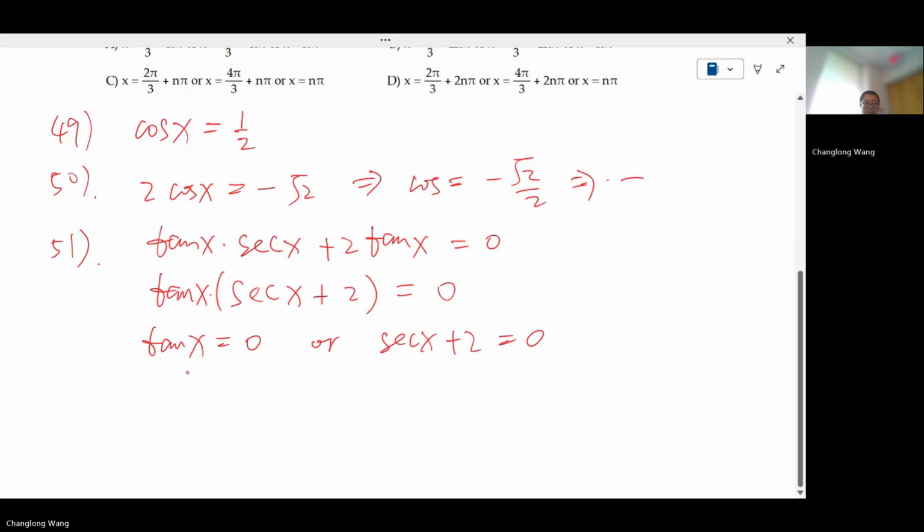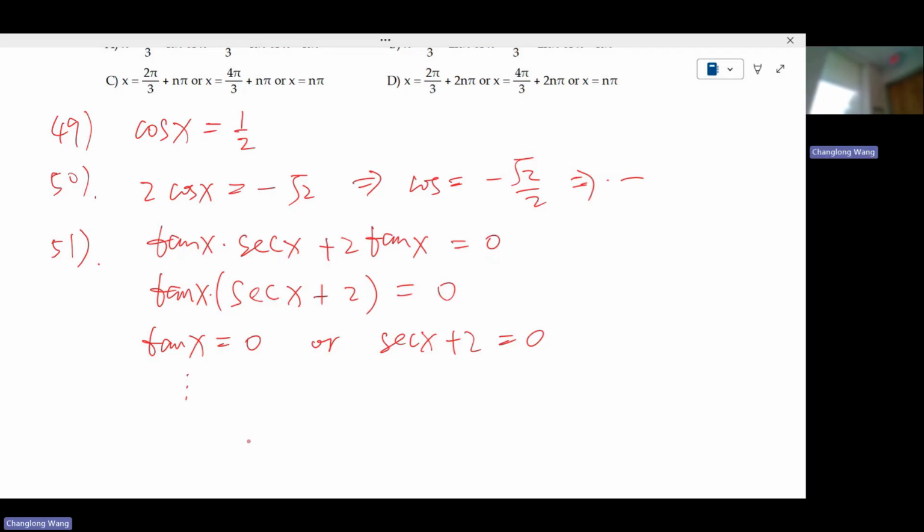Do you guys know how to solve for the x from the tangent x equal to 0? That's one of the fundamental equations, right? The one on the back of that sheet. And it turns out that the only angle that tangent of that angle will be 0, it will be 0.